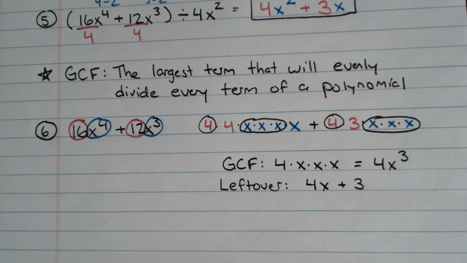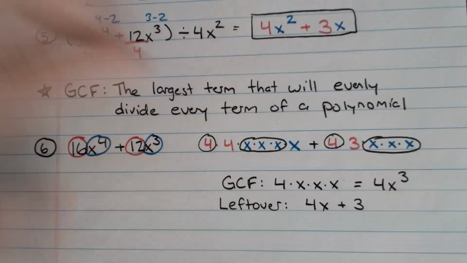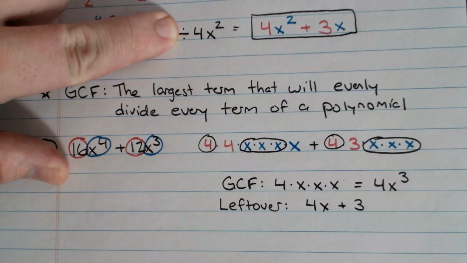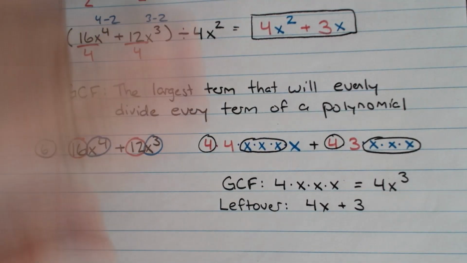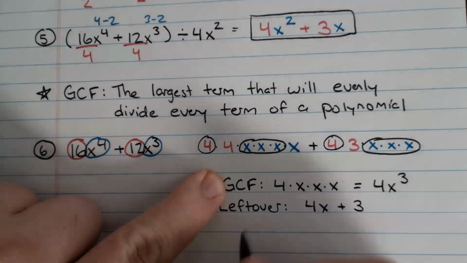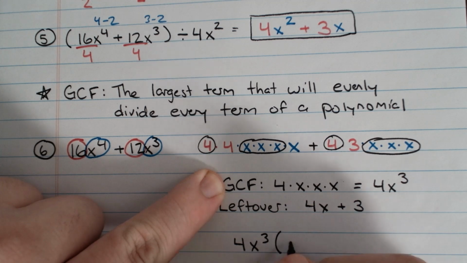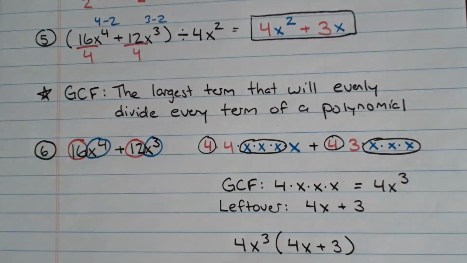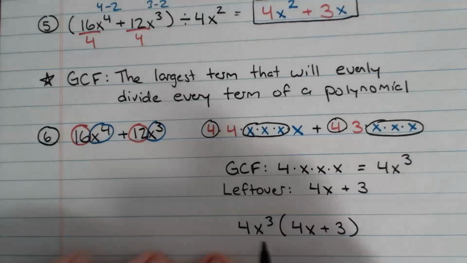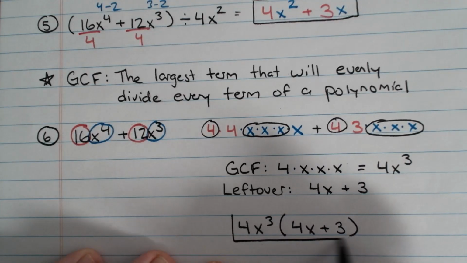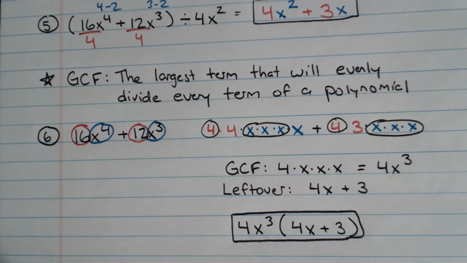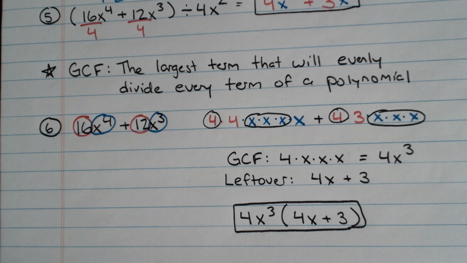So how you write your answer for factoring GCF, it's not like up here where I told you what to divide by. You have to tell what you divided by, what the GCF was first, by writing the GCF first. And then in parentheses, what was left over. That is the factored expression that's been factored for its GCF.